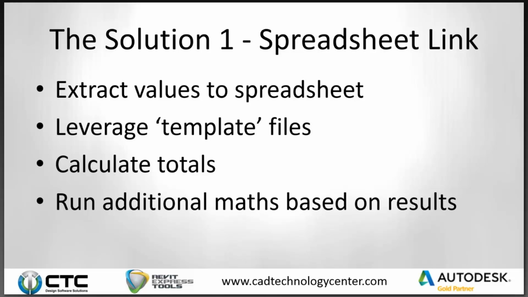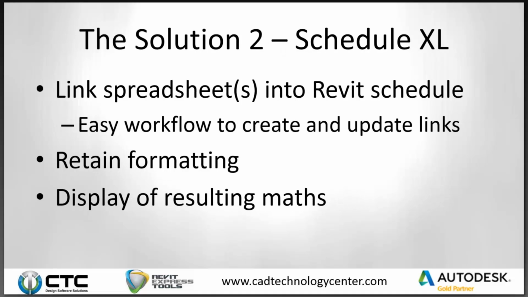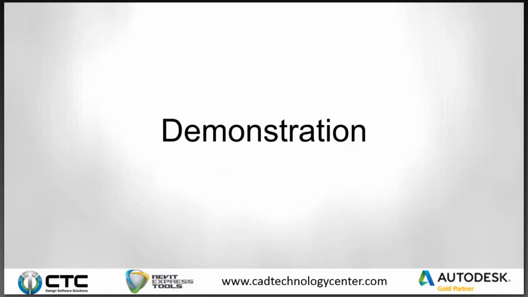Beyond that, I then want to take that and, using a template, calculate the totals and run some additional math based on that. Then I'm going to come back around and present that additional information in a non-standard schedule configuration. I want to present that from Spreadsheet Link back into Revit in a schedule, and I want to show you the easiest possible workflow I've come up with to do this. I want to make sure I can retain the formatting, and I want to display some of the resulting information, some of that resulting math. So let's jump into Revit and take a look at how this is all going to be possible.